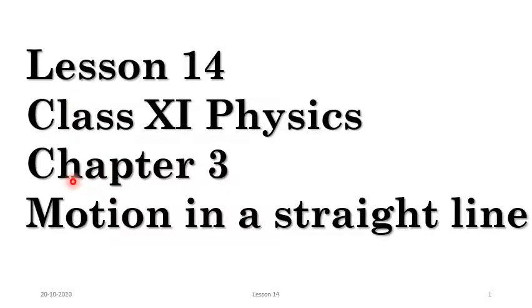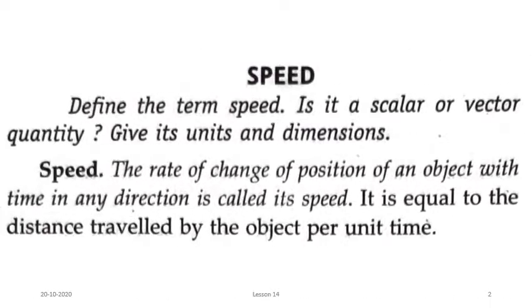Today we'll discuss the topics from chapter 3, motion in a straight line. So the first topic we'll discuss is speed. Define the term speed, whether it is a scalar or a vector quantity, give its unit and dimension.